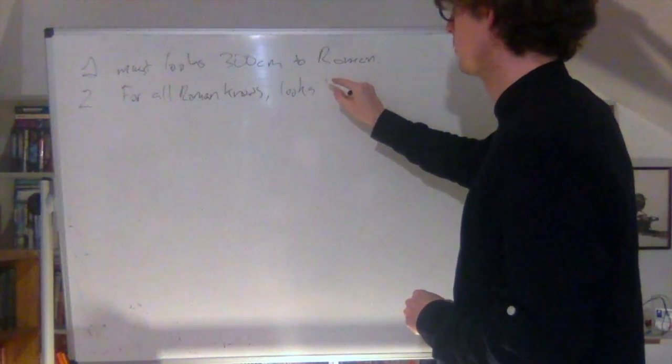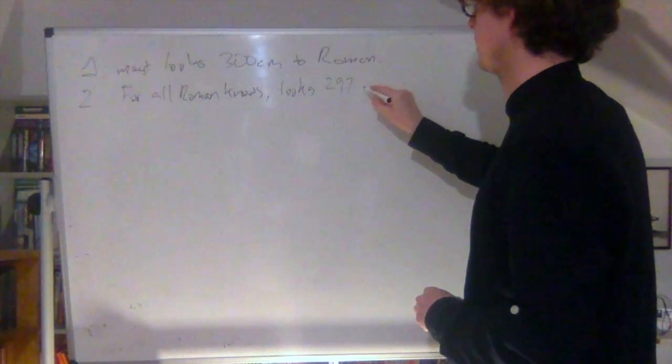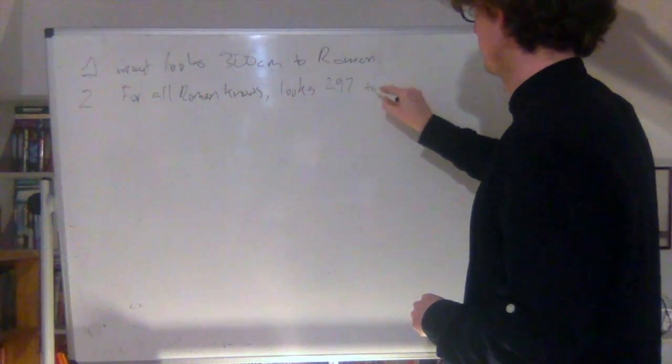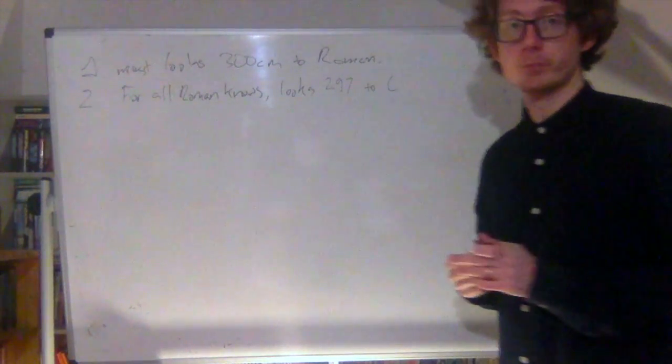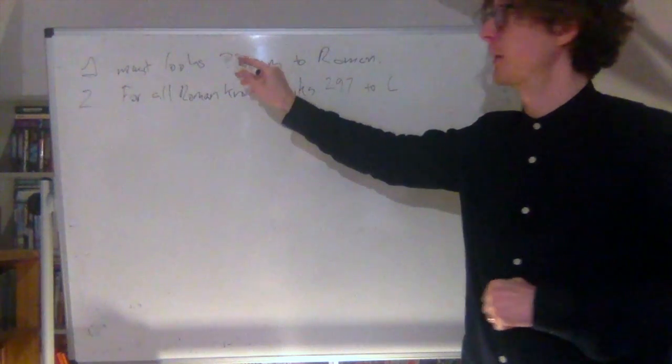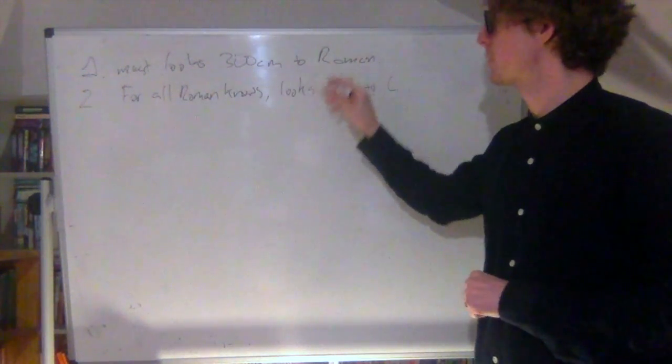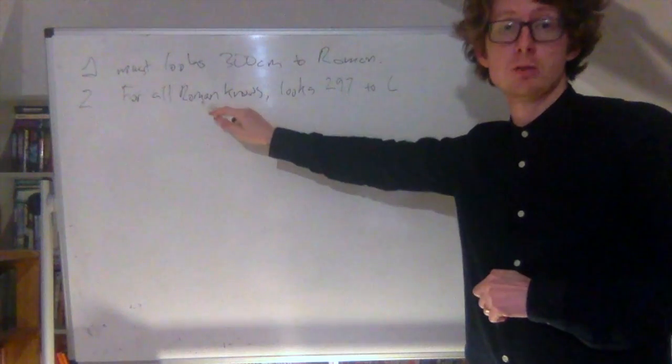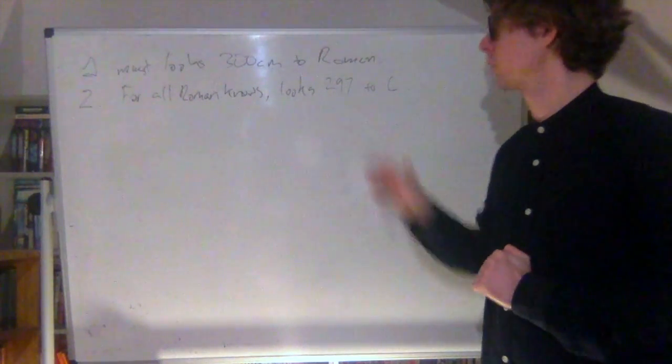the mast looks, we said, 3 centimeters shorter to Columba. So it follows from interpersonal ignorance that if in fact the mast looks 300 centimeters to Roman, then he can't rule out that it looks slightly shorter to Columba.